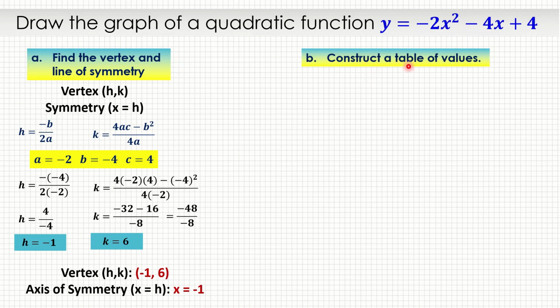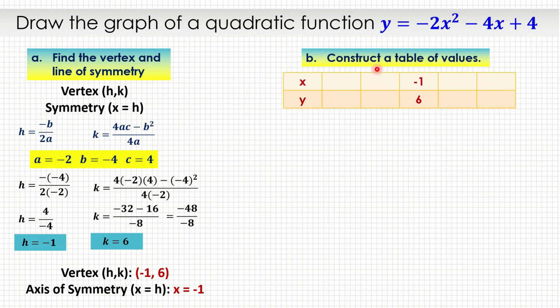Let us move on with our second step. Let us construct a table of values. Now that we know the values of our vertex, that will be the middle of our table of values. So let us complete first the values of x. From negative 1, the next number to the left side should be negative 2, followed by negative 3. To the right side of negative 1, the next number should be 0, followed by positive 1.